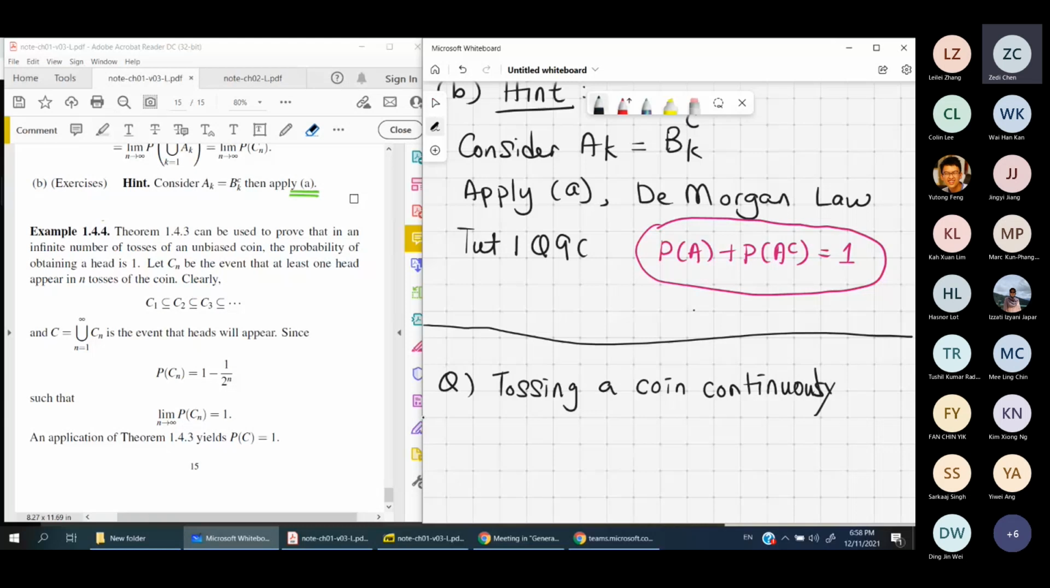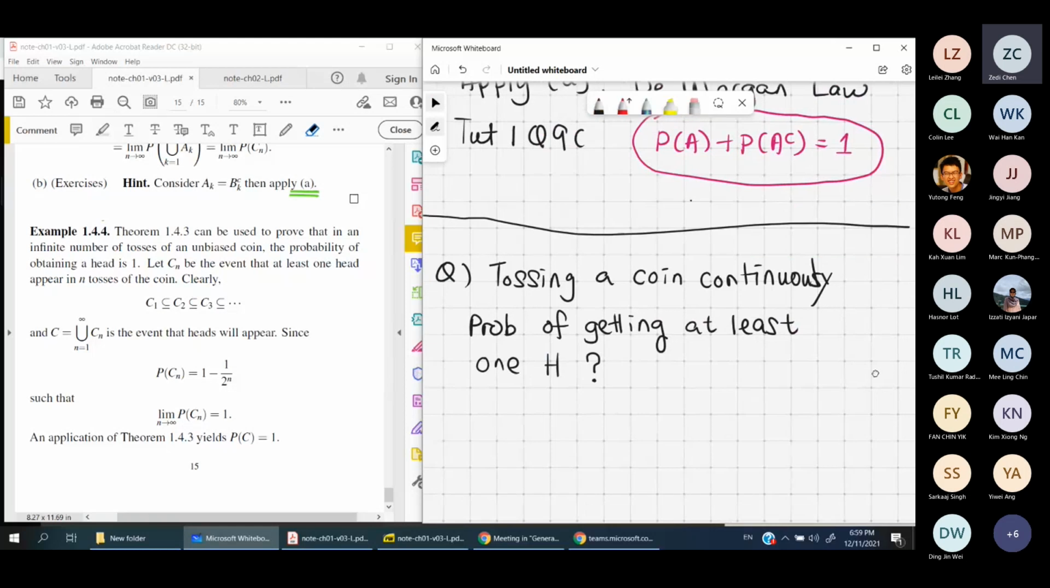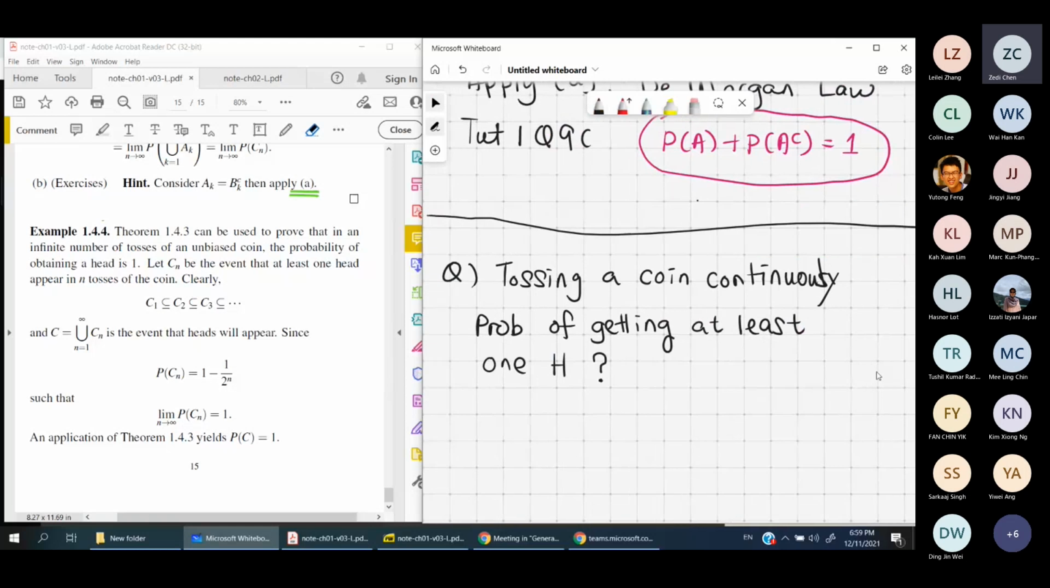Yeah, you keep on tossing a coin continuously. Okay, so then I ask you a question. What is the probability of getting at least one hit?